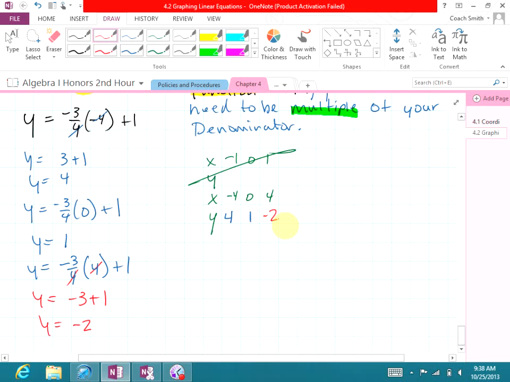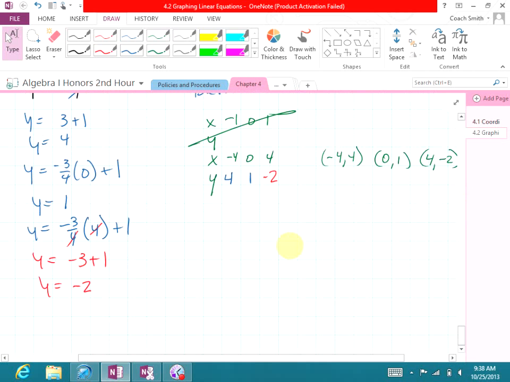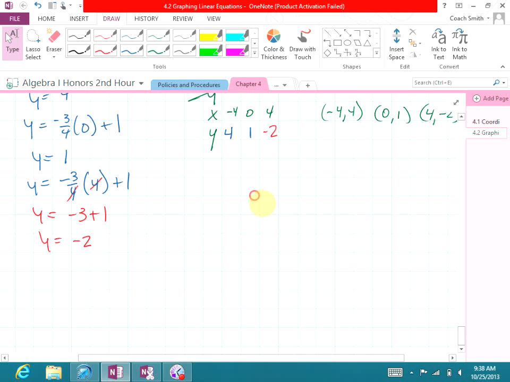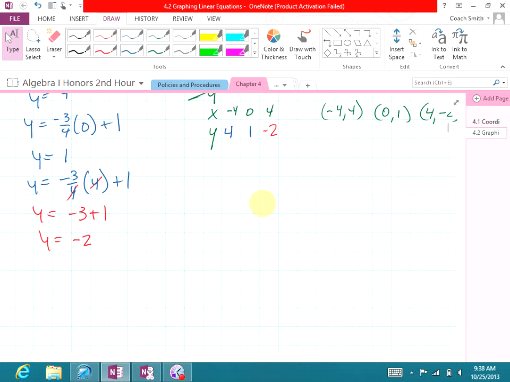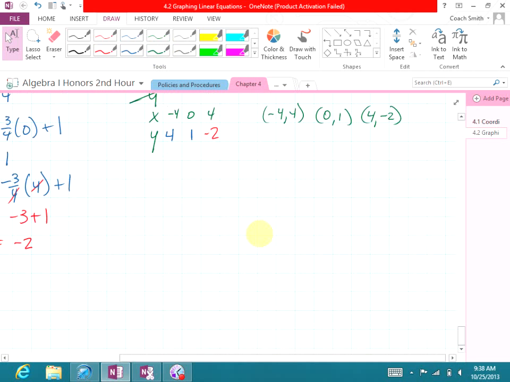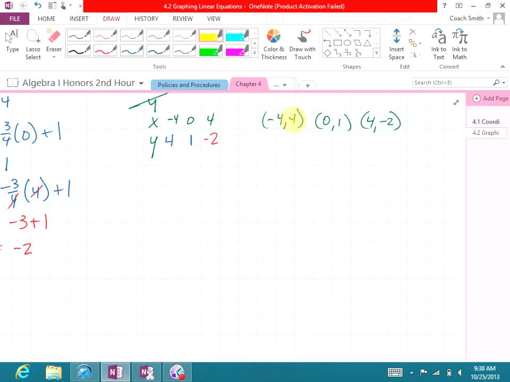Okay, so our points then are negative 4 and 4, 0 and 1, 4 and negative 2. Now I can draw, see, I've got negative 4 and 4, so I'm going to have to do a full one. Now, what I'm looking at to see what I have to graph is I'm looking at these points.